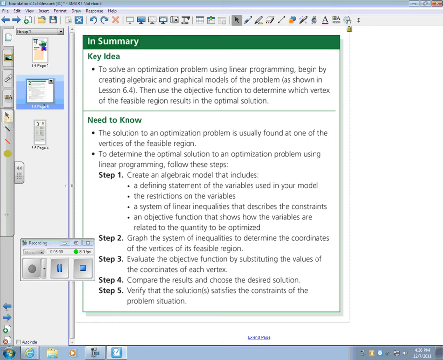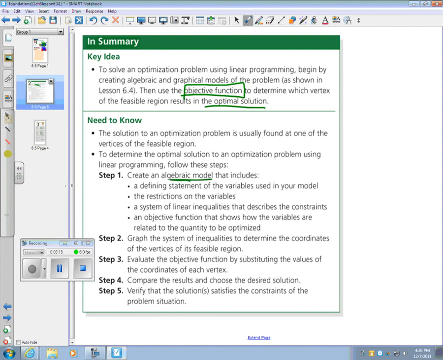So we're going to begin by creating linear inequalities. Then we're going to graph them. So creating them is the algebra part. Graphing them is the graphical part. Then we're going to use some objective function. We're going to have to create an objective function to determine which vertex of the feasible region results in the optimal solution. Okay, here are the steps.